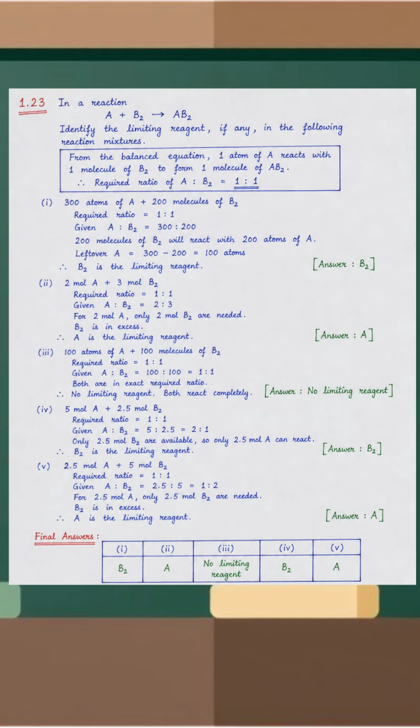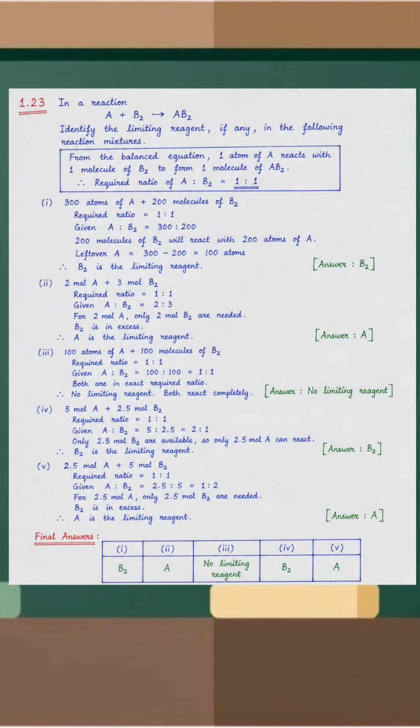Part 4. 5 moles of A react with 2.5 moles of B2. Required ratio is 1:1. Given ratio is 5:2.5, which simplifies to 2:1. Only 2.5 moles of B2 are available. So, only 2.5 moles of A can react. Remaining A is in excess. Therefore, B2 is the limiting reagent.